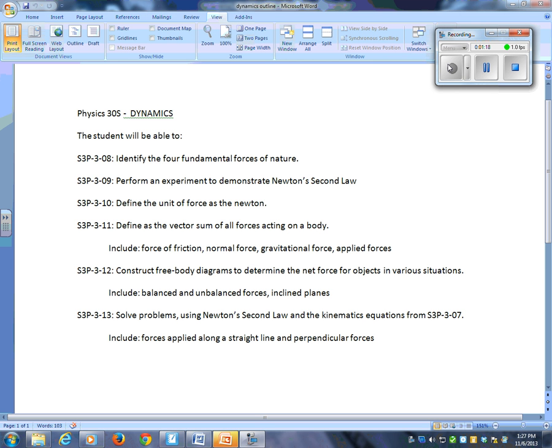And I add one more. Include forces applied along a straight line and perpendicular forces. So that's sort of the general framework. We're going to sort of expand on that a little bit. You will get a copy of that in the very near future.